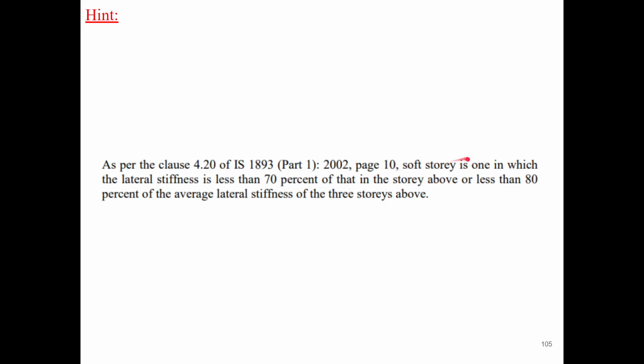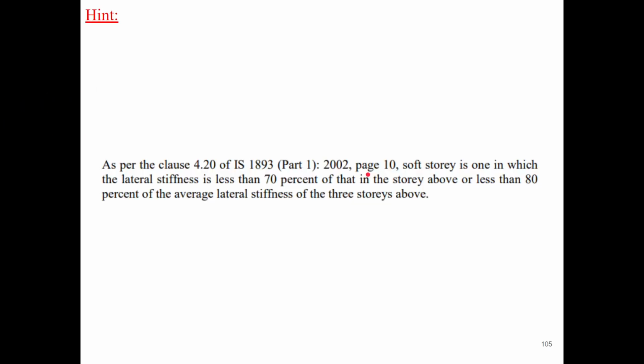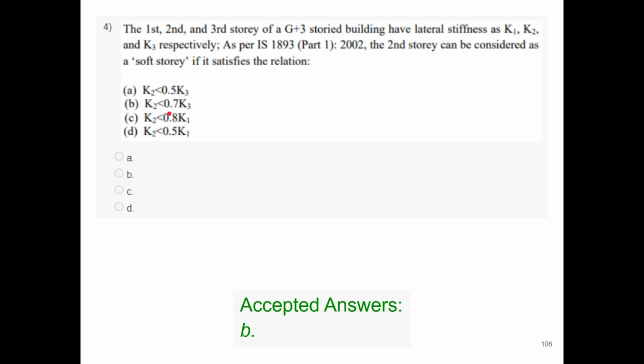So a soft story is one in which the lateral stiffness is less than 70% of that in the story above. That means K2 should be less than 0.7 of K3. So B is the correct option: K2 is less than 0.7 K3.